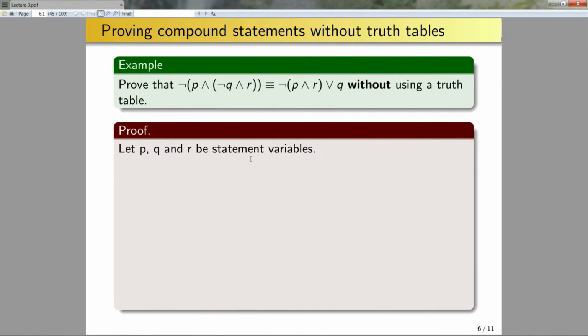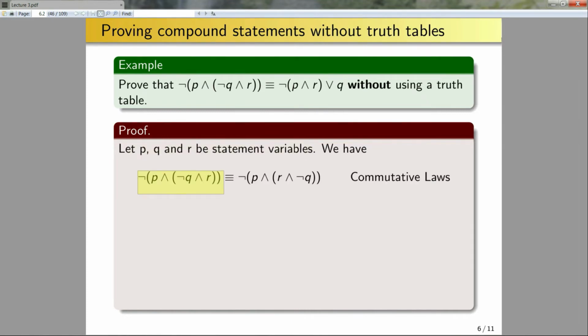If I ask you to prove something, you need to explicitly define everything in your proof. So you do need to state something like let P, Q, and R be statement variables. Otherwise, you could lose some points for your homework assignments or on the midterm or final.